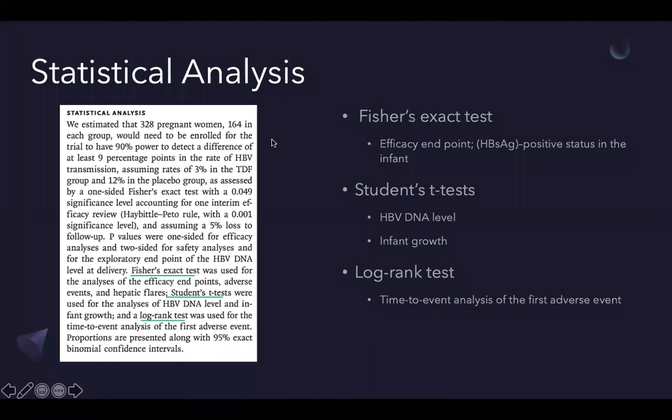As we can see in their statistical analysis, they chose to use a Fisher exact test to look at the efficacy point. This was the primary outcome of the positive status in the infant after 6 months postpartum. But for secondary outcomes, they used a Student t-test, meaning they were looking at the DNA level and infant growth in comparison to the two groups, the binary categorical variable. And lastly, they looked at time to event of the first adverse event after using this medication. So they used a log-rank test for this.